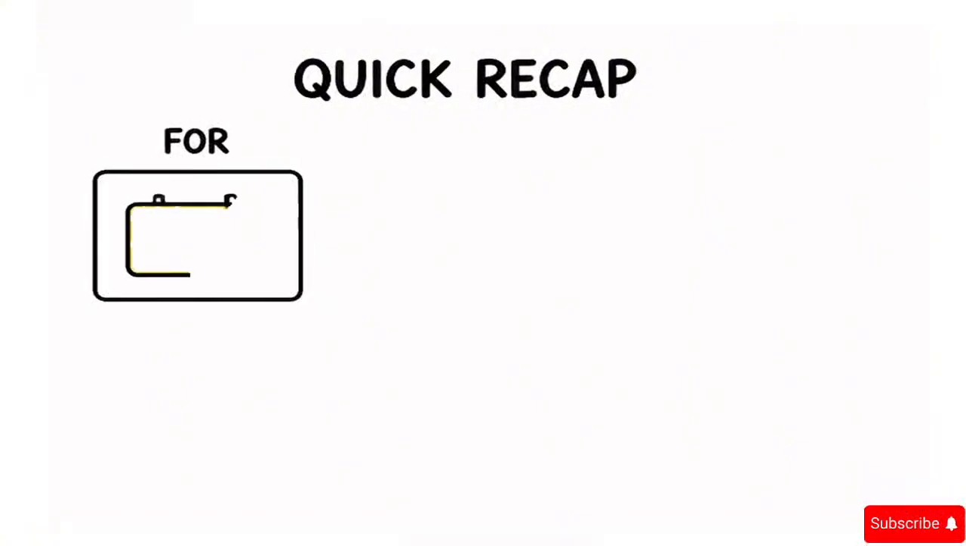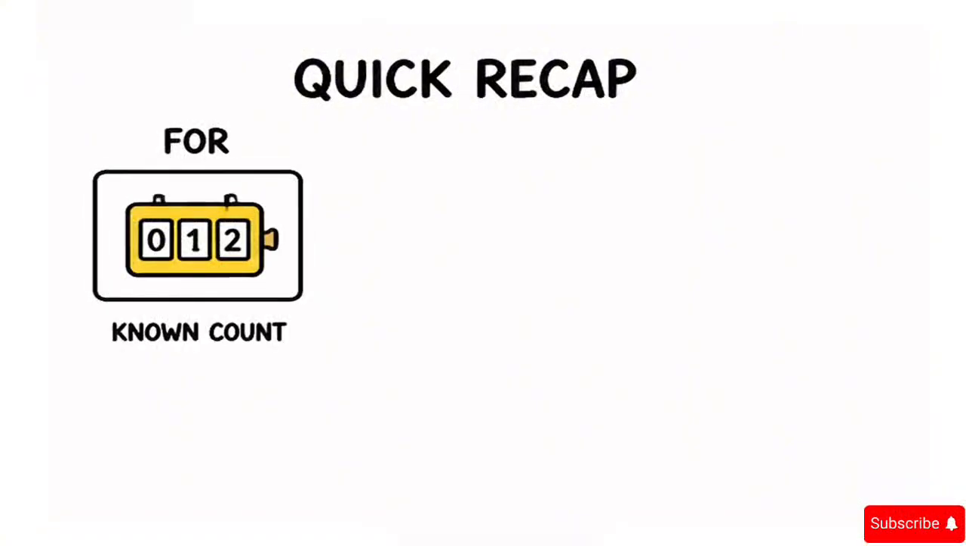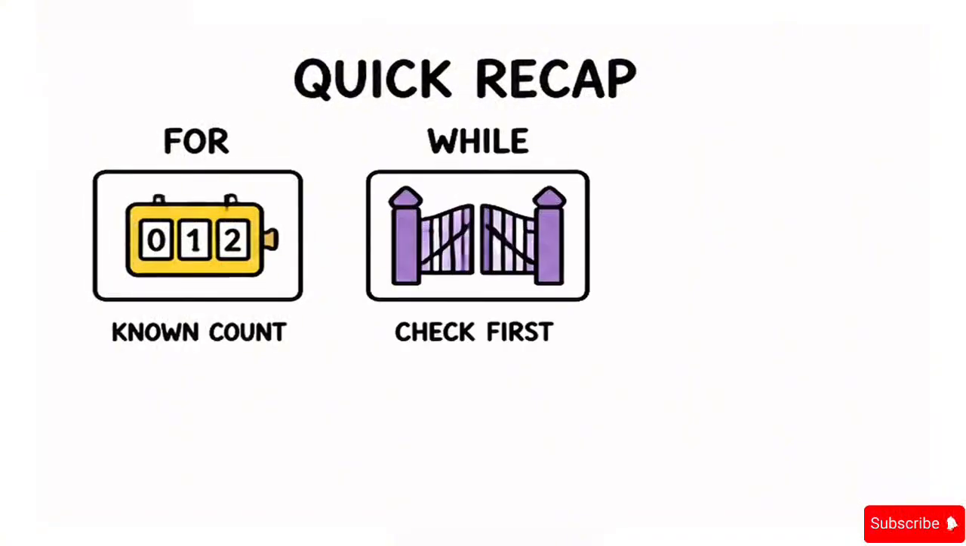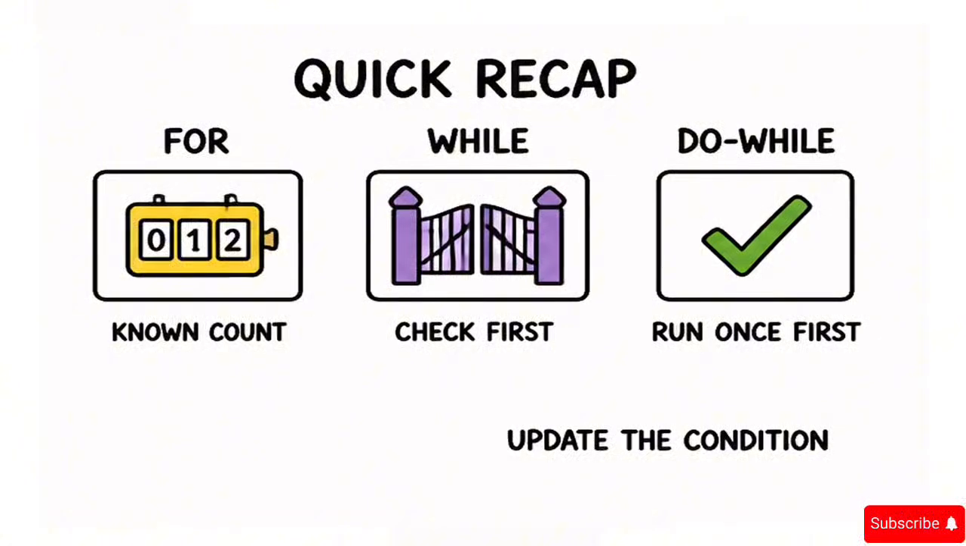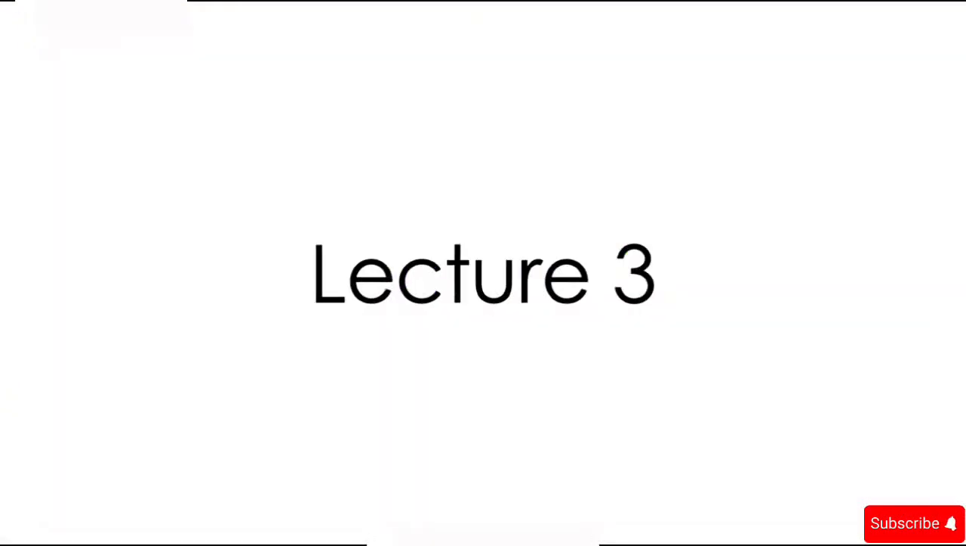Quick recap: use for when you know the count. Use while when the condition is checked first. Use do-while when the body must run at least once. Always update the condition inside the loop, or you will get an infinite loop.